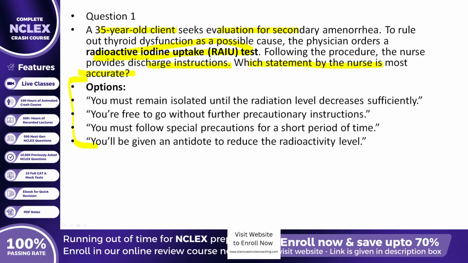Here are the options. Option 1. You must remain isolated until the radiation level decreases sufficiently. Option 2. You're free to go without further precautionary instructions. Option 3. You must follow special precautions for a short period of time. And Option 4. You'll be given an antidote to reduce the radioactivity level. The correct answer is Option 3. You must follow special precautions for a short period of time.